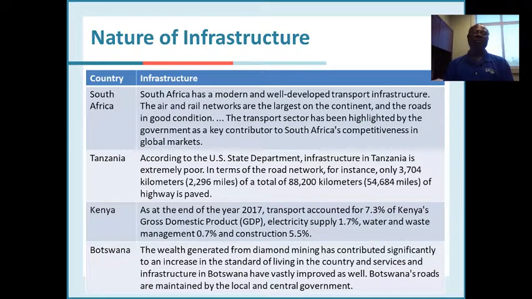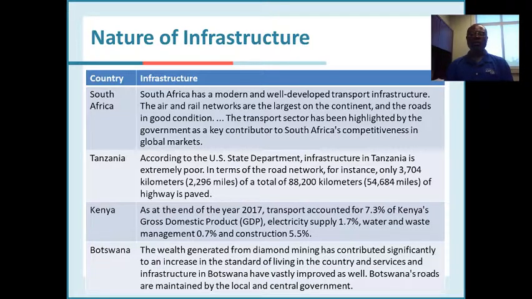Looking at the nature of infrastructure, South Africa has a modern and well-developed transport infrastructure. The air and rail networks are the largest on the continent, and the roads are in good condition. The transport sector has been highlighted by the government as a key contributor to South Africa's competitiveness in global markets.